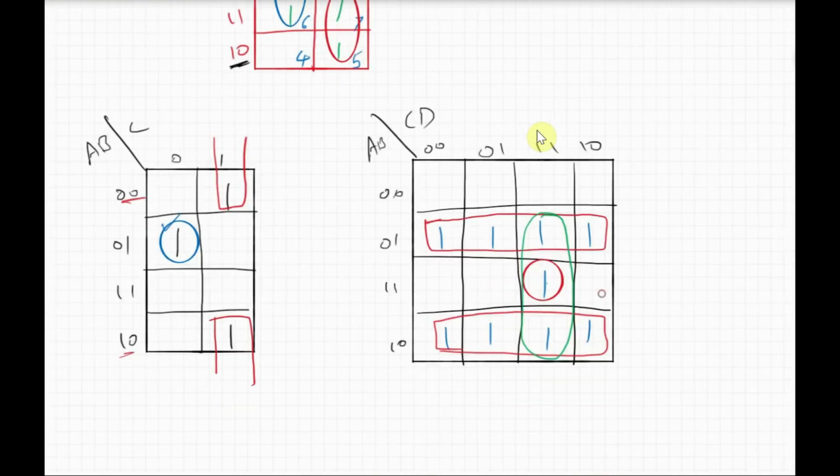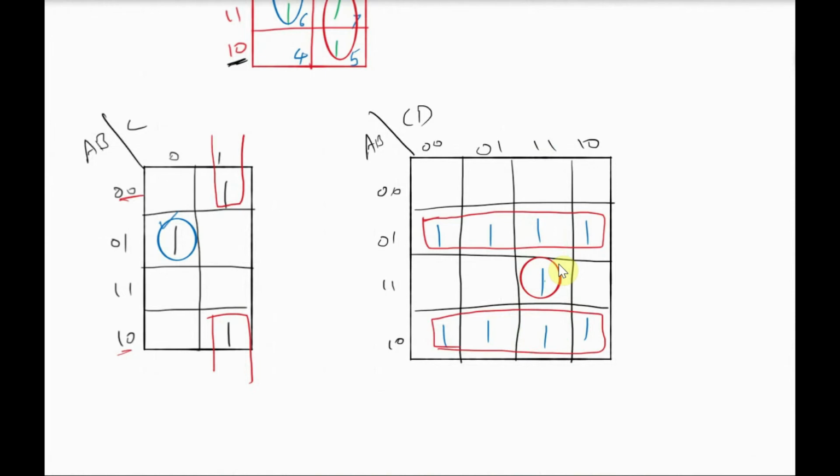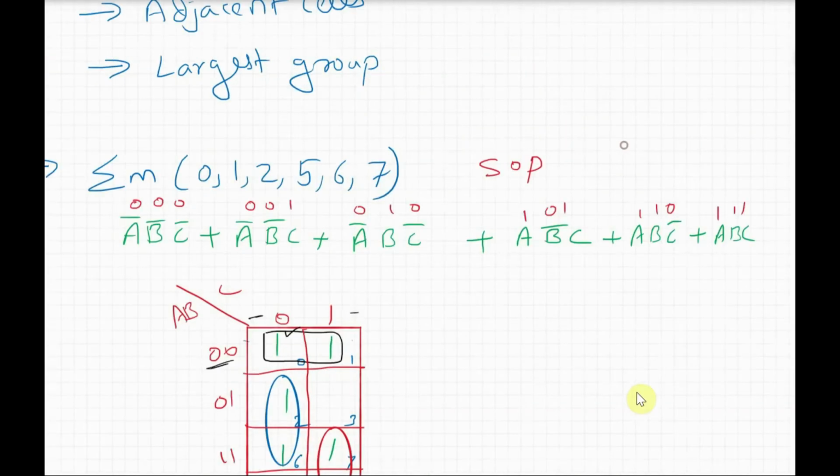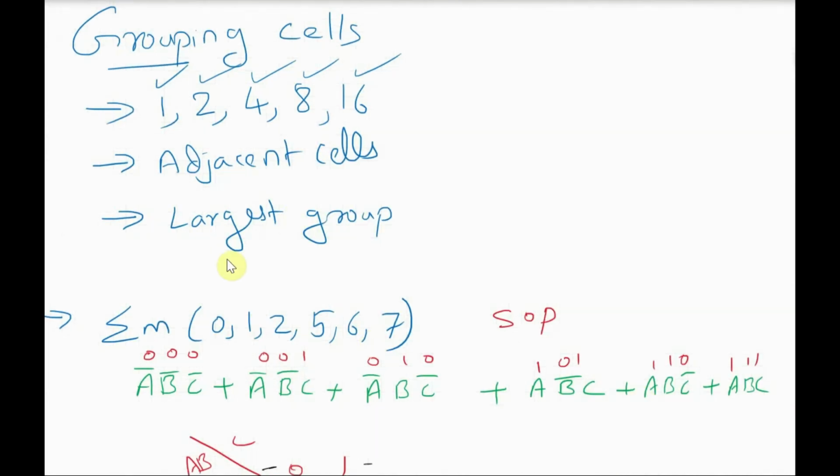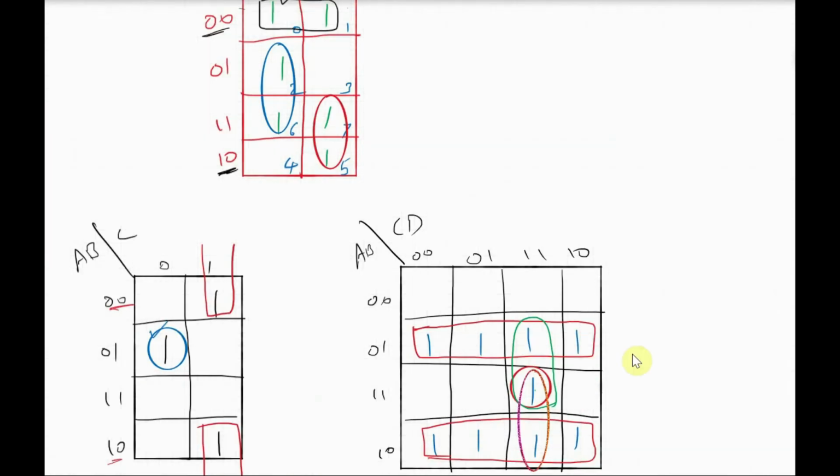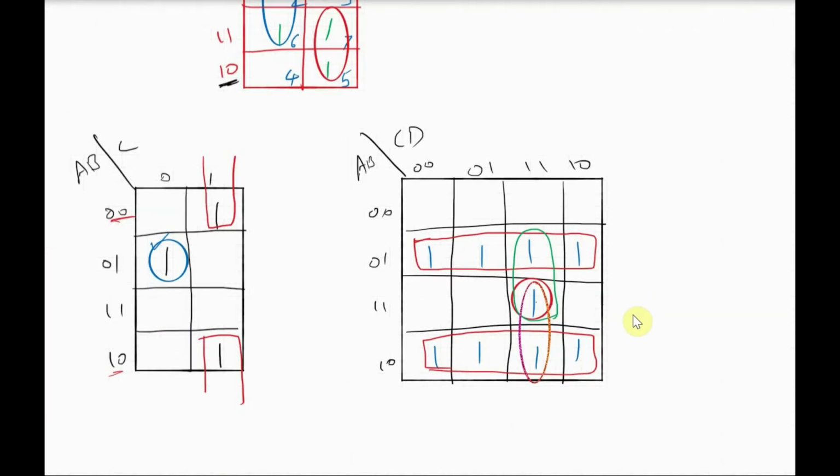So either we can have 1 cell, or this one can be grouped with this one to form a group of 2 cells, or this one can be grouped with this one. Which one will we prefer? We prefer the biggest group. We prefer the largest group, that is the group with the maximum number of cells. So we can avoid this one.